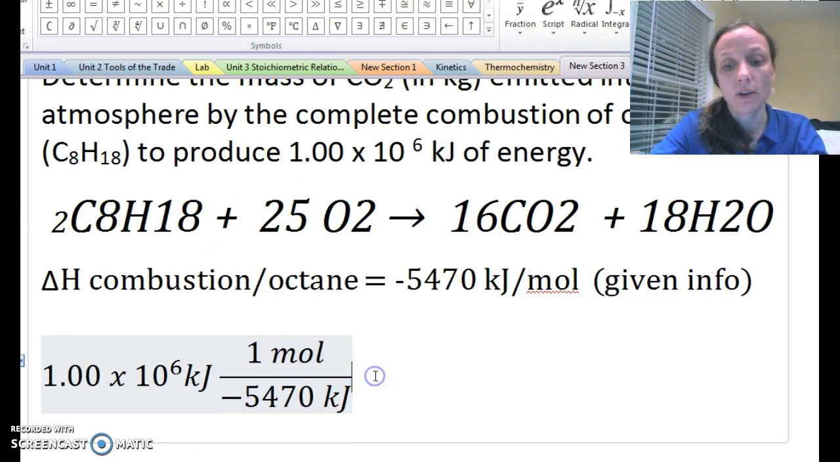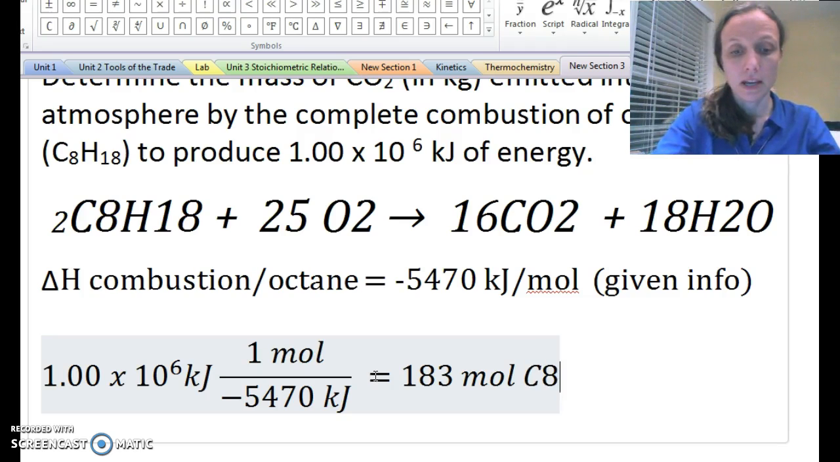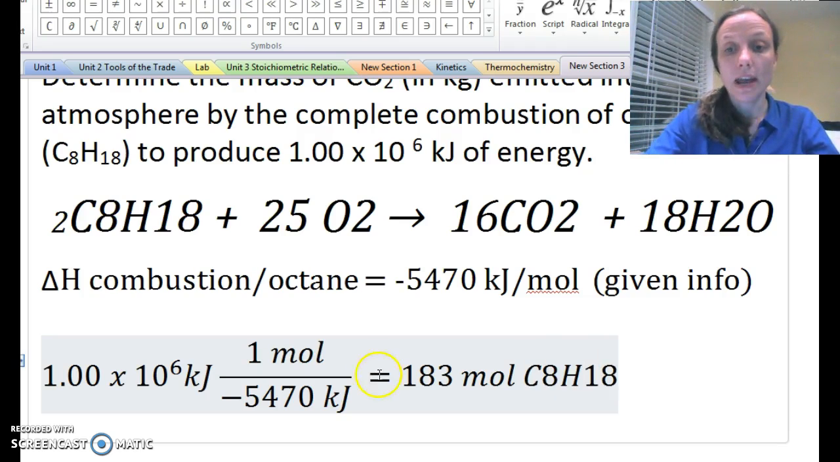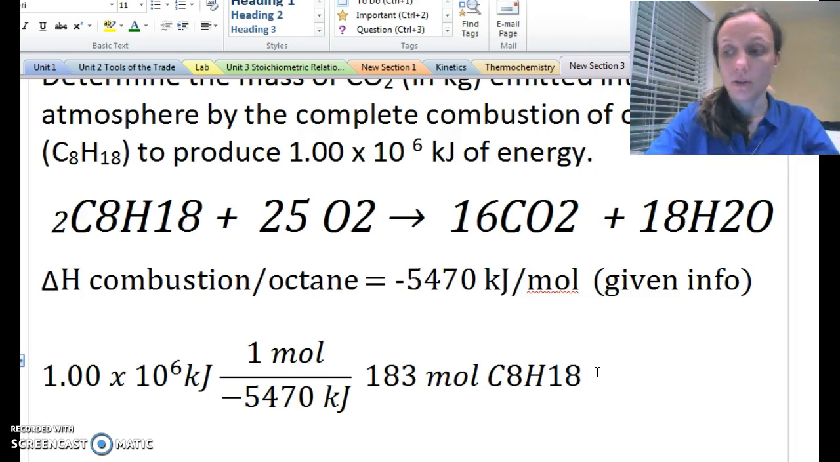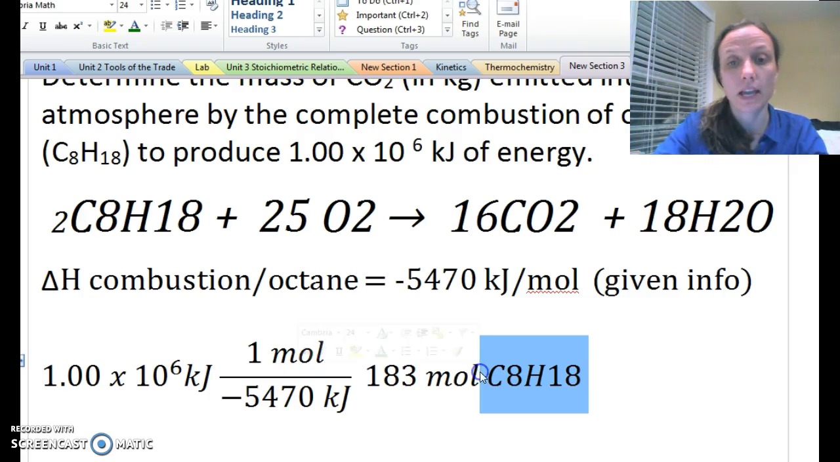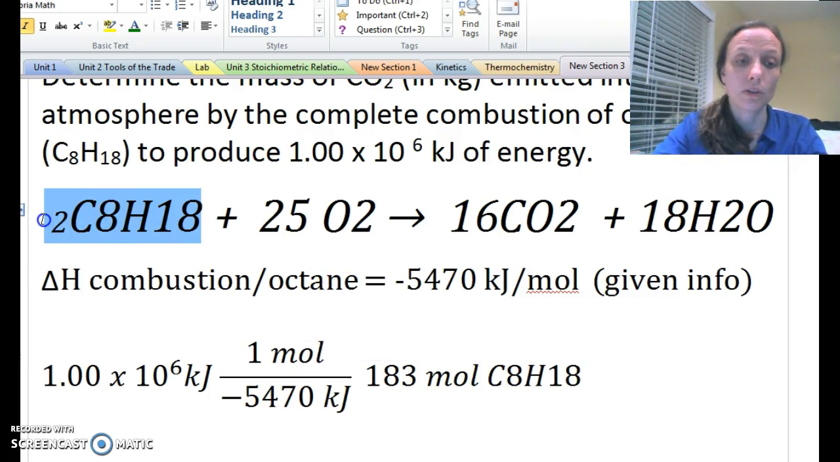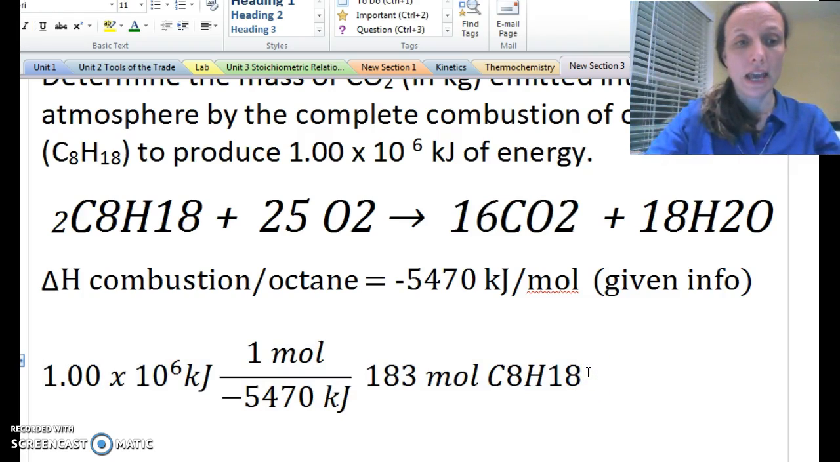So then those units cancel out. This is going to leave you with moles, and I've already calculated this for you. This is 183 moles of C8H18. So now we can go to grams. Okay. So we're going to go to grams of CO2. If you notice here that this is grams of octane, but if we come back up to the equation, we can use our mole ratios. This is a 2, and then to CO2 would be a 16, or you could say a 1:8.